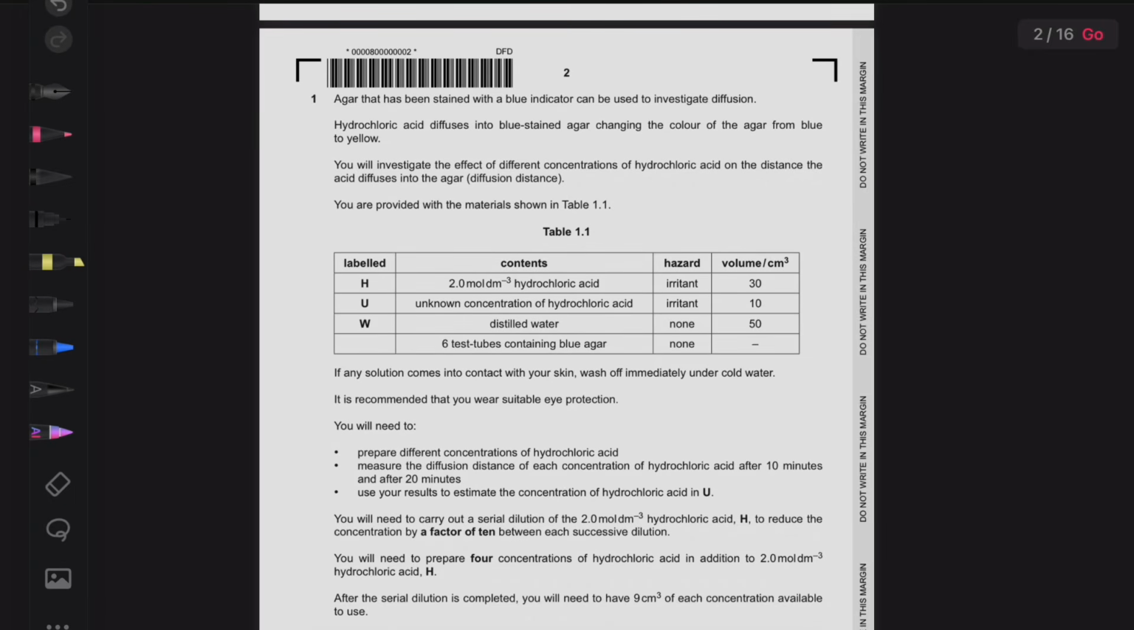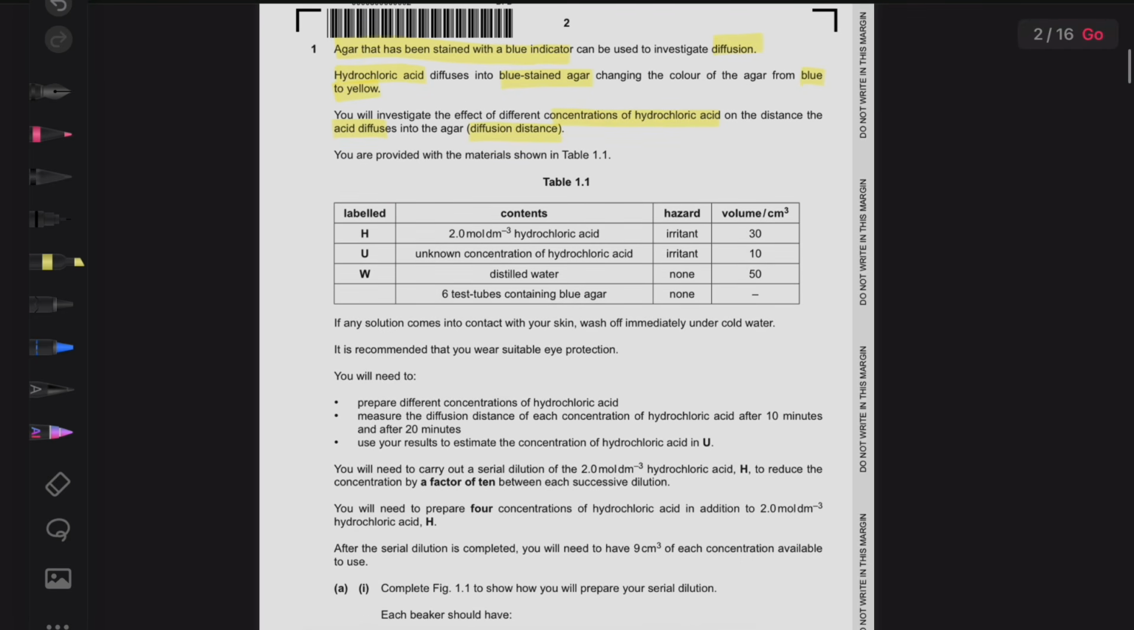So this experiment involves the use of an agar that has been stained with a blue indicator to investigate diffusion. Hydrochloric acid can be used to diffuse into a blue stained agar, in which it changes its color from blue to yellow. We're going to be investigating the effect of different concentrations of hydrochloric acid on the distance that this acid diffuses into the agar. This is what we call the diffusion distance, okay?